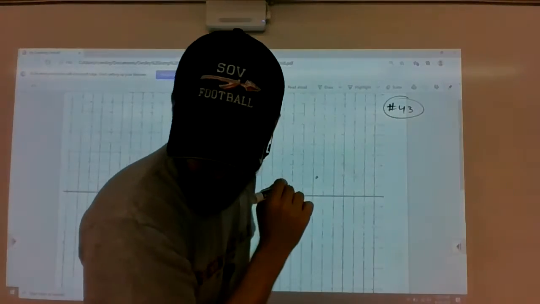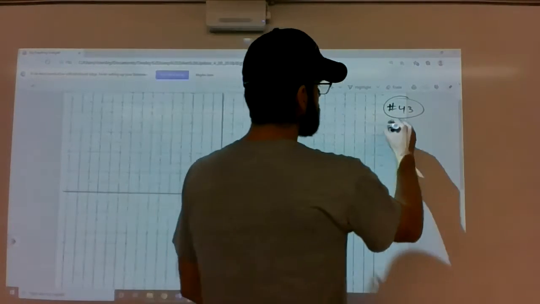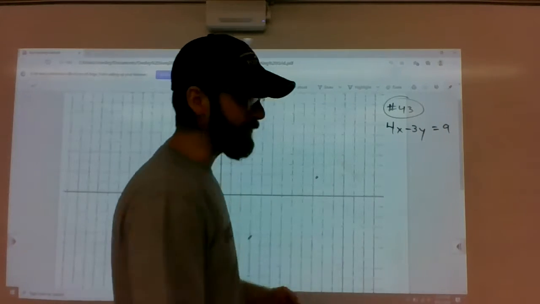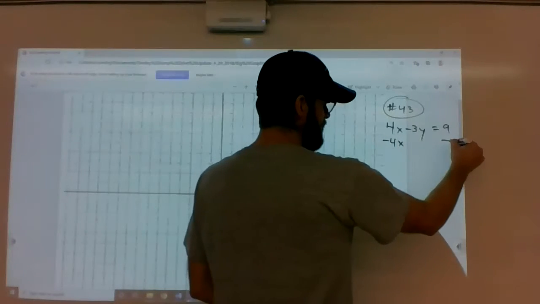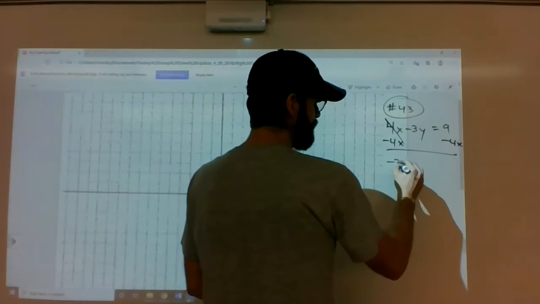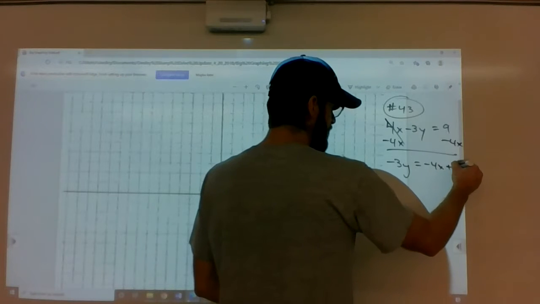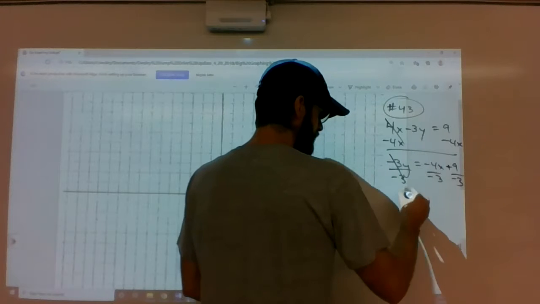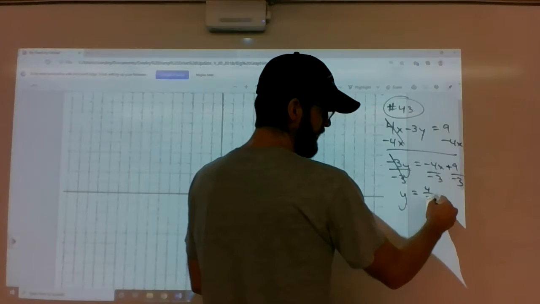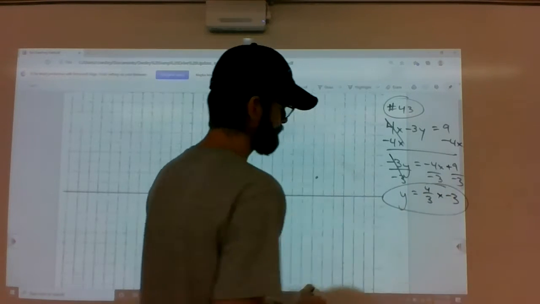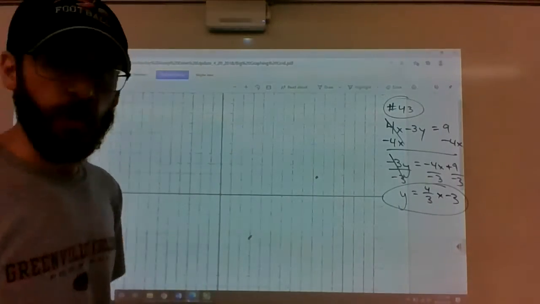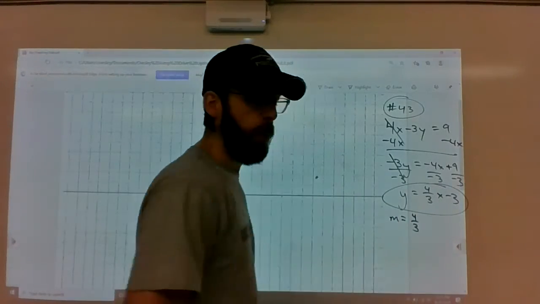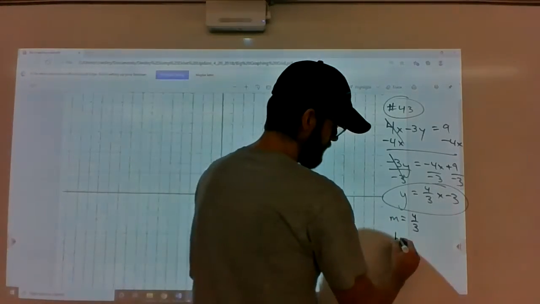You were given 4x minus 3y equals 9. Seems like we've covered this already. Subtract the 4x. Negative 3y equals negative 4x plus 9. Divide everybody by the coefficient in front of y. Y equals positive 4/3 x minus 3. So what's my slope? It's 4/3. What's my y-intercept? It's negative 3.